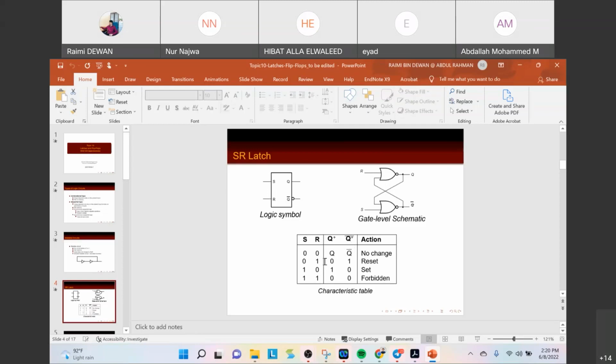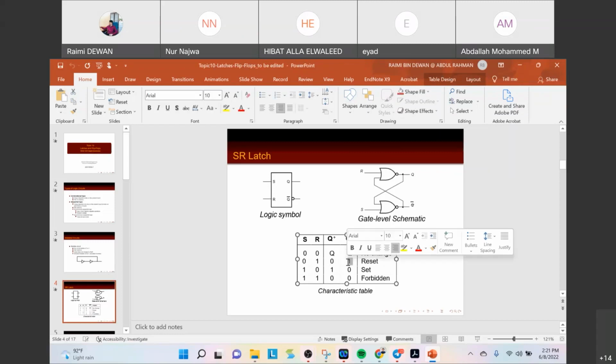When set is 0 and reset is 1, at this time it is a reset. The reset is activated, reset to 0. That's why Q here is simply 0 because it is reset to 0, and Q bar, the inverse of it, is 1. So at this condition it is a reset operation.